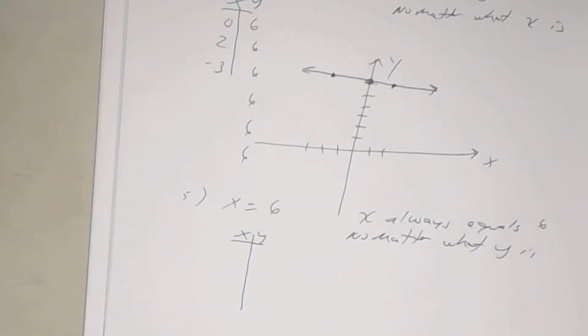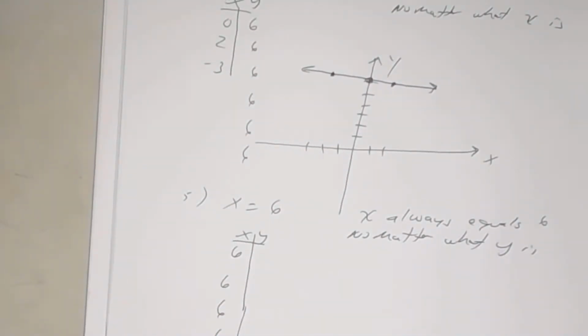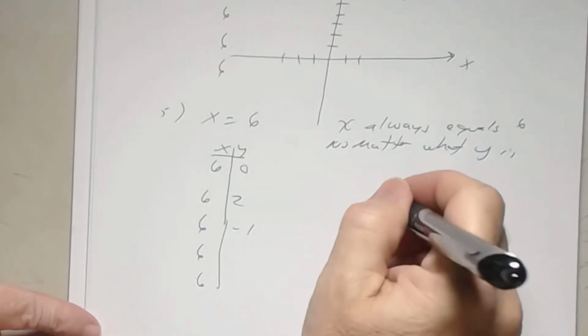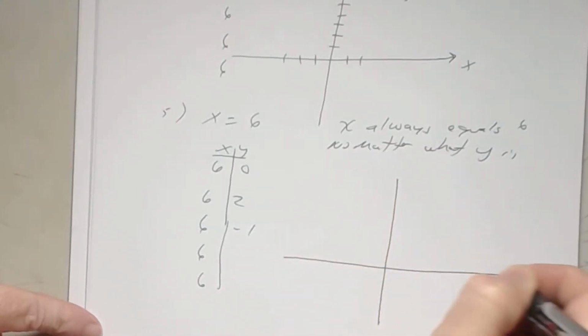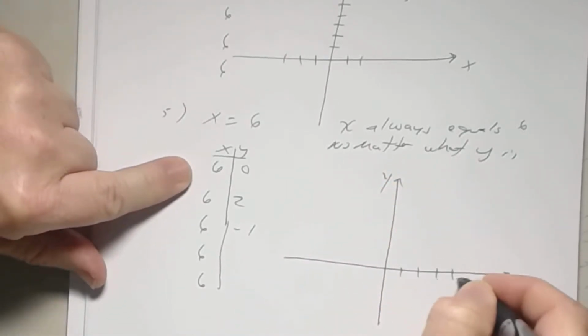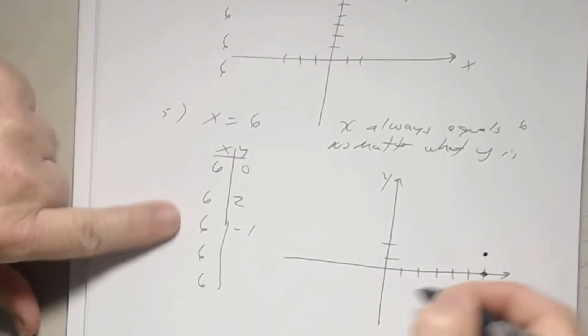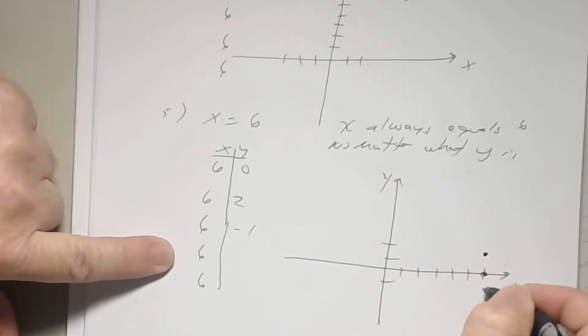So your t-table, where's 6 going to be located? Which column? The x column. So you have 6 all the way down. And then y could be anything. Y could be 0, y could be 2, y could be -1, and so on. And so when I graph this line in the coordinate plane, 6, 0 is here, 6, 2 is here, 6, -1 is here.